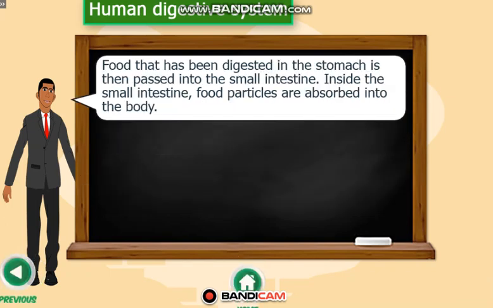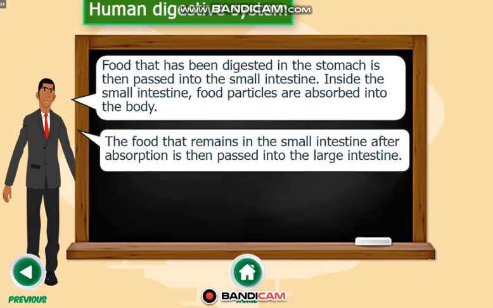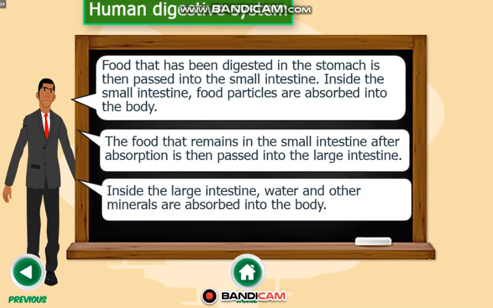Food that has been digested in the stomach is then passed into the small intestine. Inside the small intestine, food particles are absorbed into the body. The food that remains in the small intestine after absorption is then passed in the large intestine. Inside the large intestine, water and other minerals are absorbed into the body.